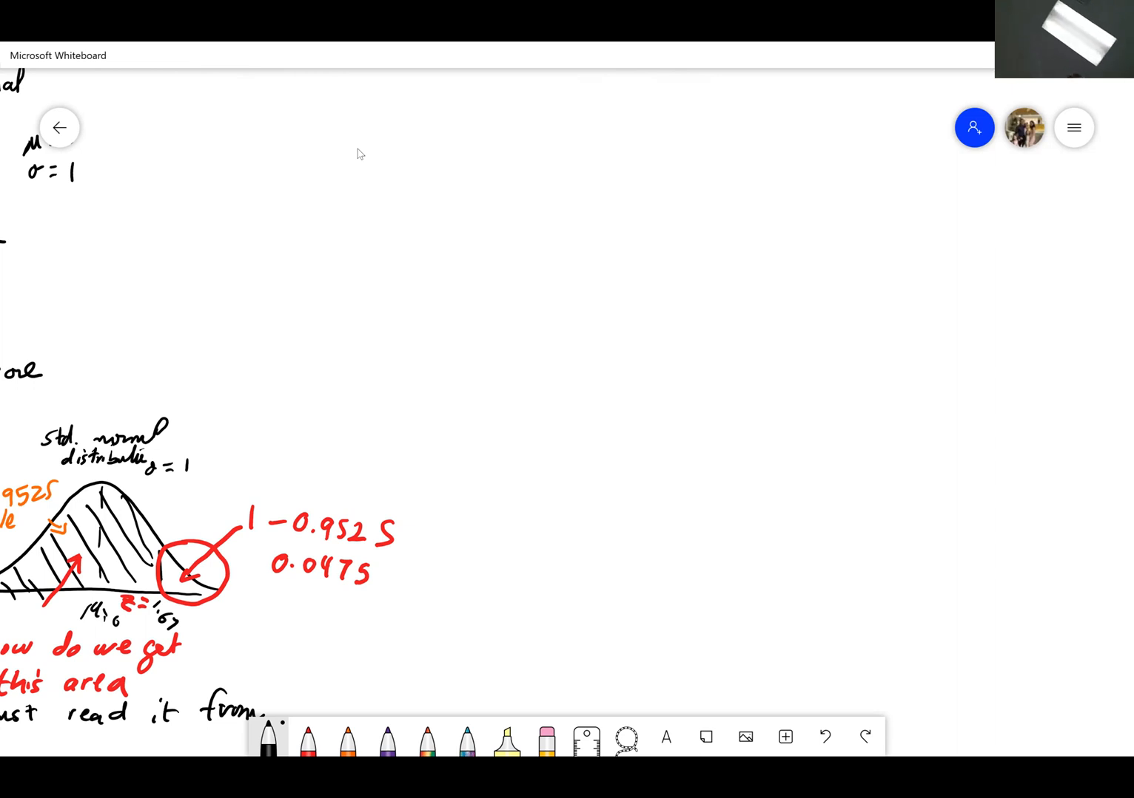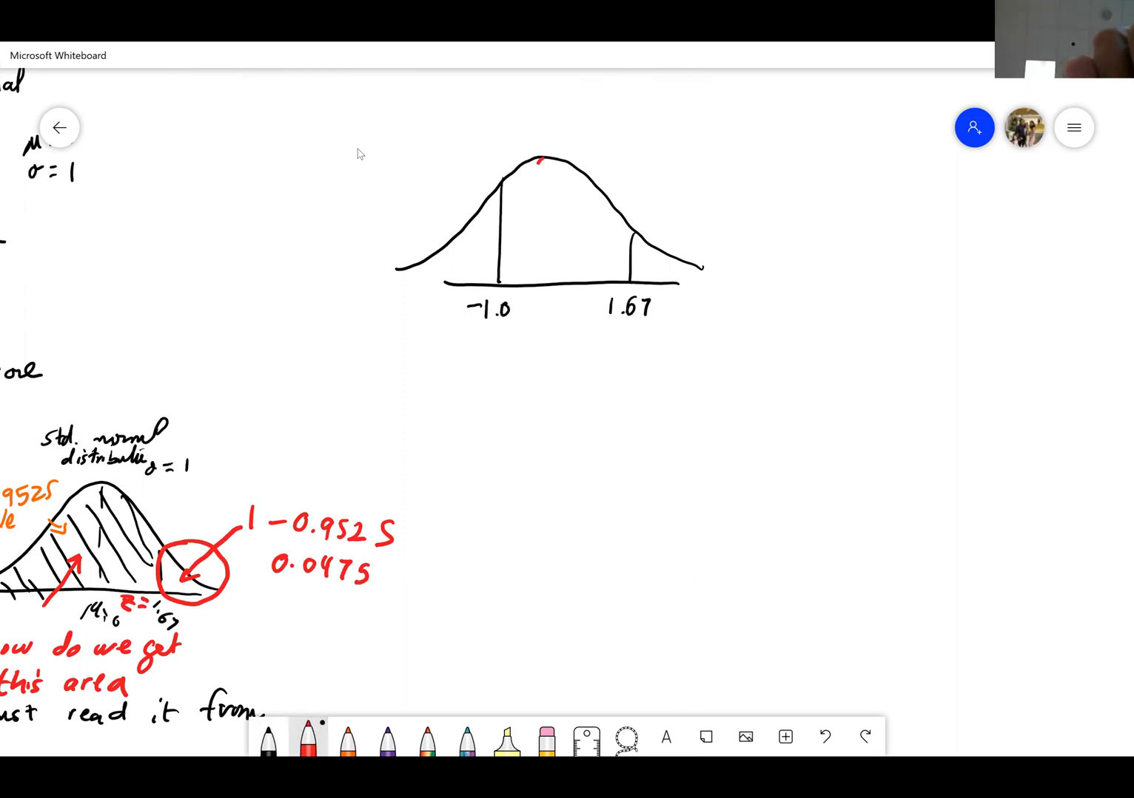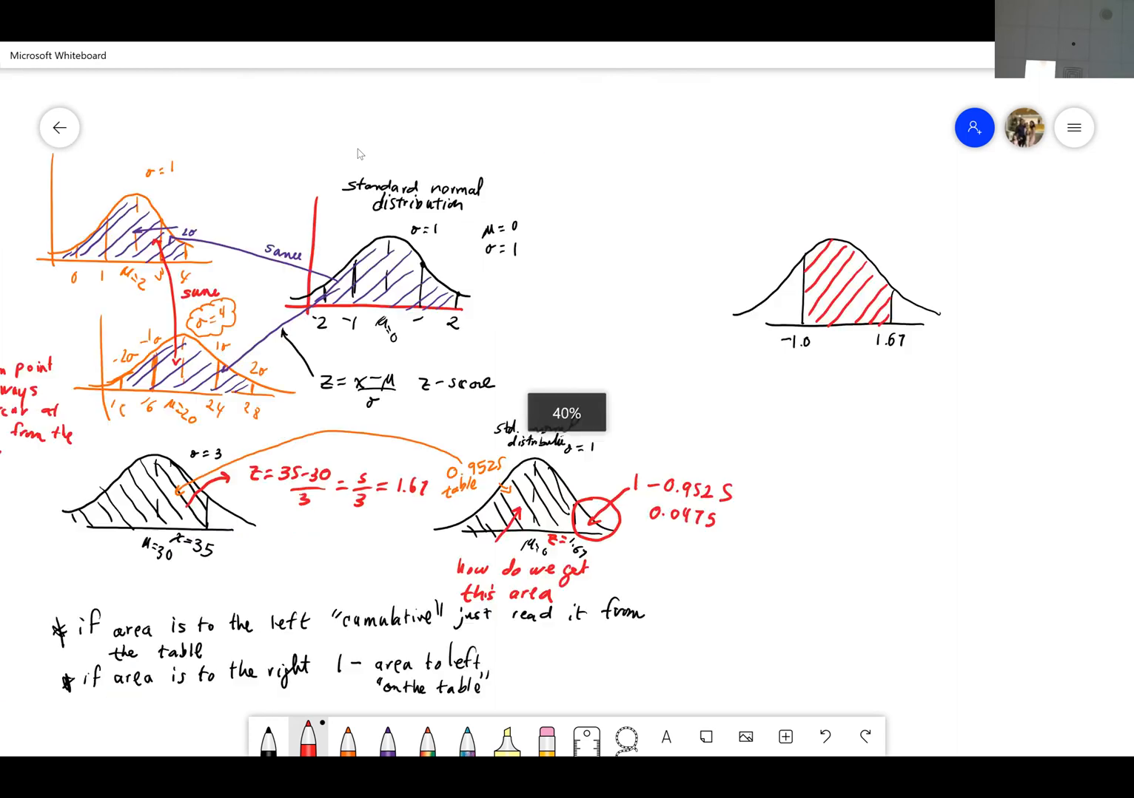What happens if I want to figure out the area in between? Like, what if instead I want, you guys, listen, I want the area between 1.67 and, I don't know, -1. In other words, I want this piece here. How would we figure that out? Any ideas? Any ideas? Well, look at this.